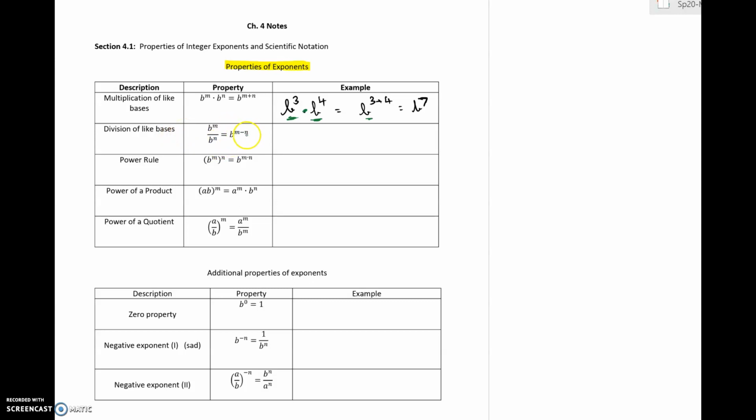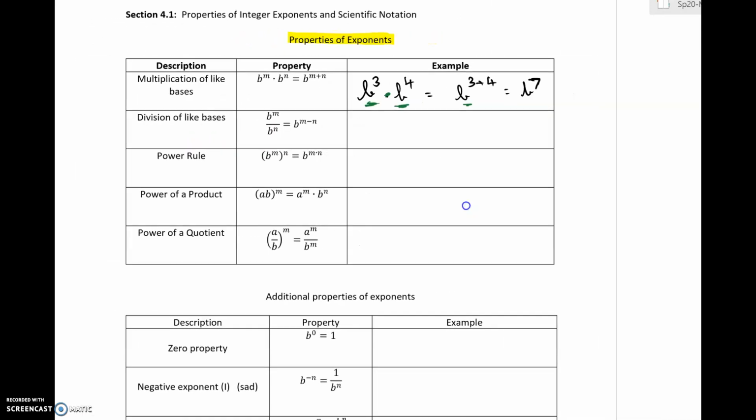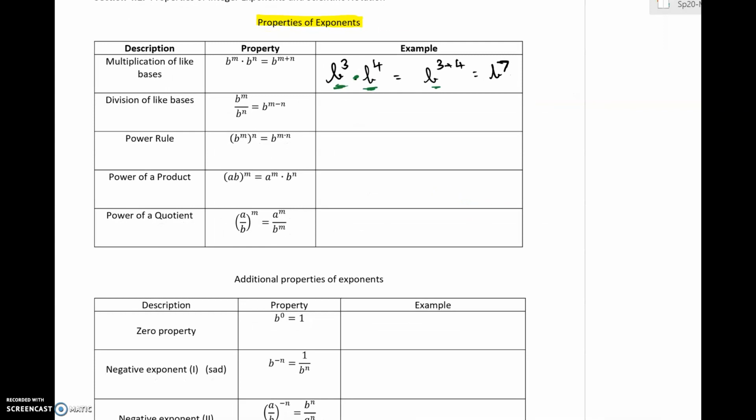b to the m minus n. So you are actually subtracting the exponents. So in this case, if I give you an example, it is b to the power 7 over b to the power 4 will be b to the power 7 minus 4, which is equal to b cubed. So if you are dividing, then you are going to subtract the exponents. Here also make sure that you have the same base, b.